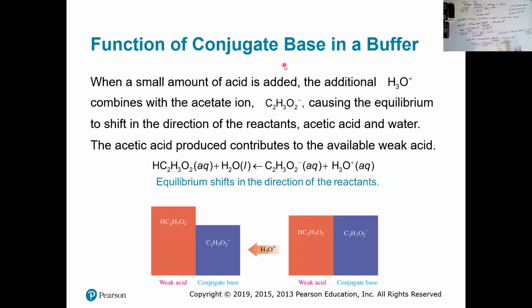It works the exact opposite way if we are looking at our conjugate base that's in a buffer. Because our conjugate base, which is our C2H3O2 minus, is going to be able to react with any H3O plus ion that's added. And when these two things react, they're going to form some acetic acid and some water. So as we add acid to our buffer mixture, our concentration of C2H3O2 minus, our acetate ion, is going to get smaller, but our concentration of acetic acid is going to get larger.